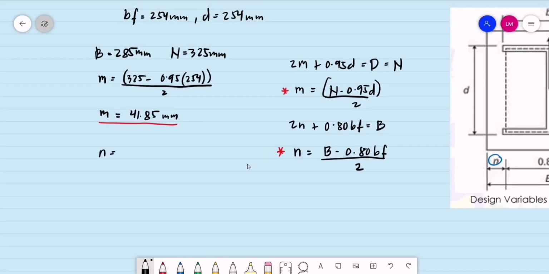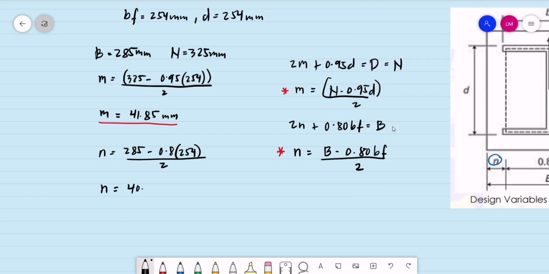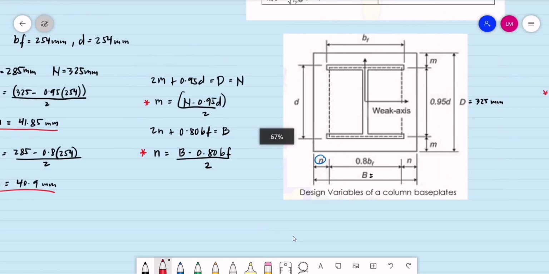the value of N is equal to B, that is 285 minus 0.80 of B sub F, the same as 254, then to be divided by 2. So we have the value of N is now equal to 285 minus 0.8 of 254, then to be divided by 2. That is 40.9 millimeters. So these are the values of M and N from our figure.